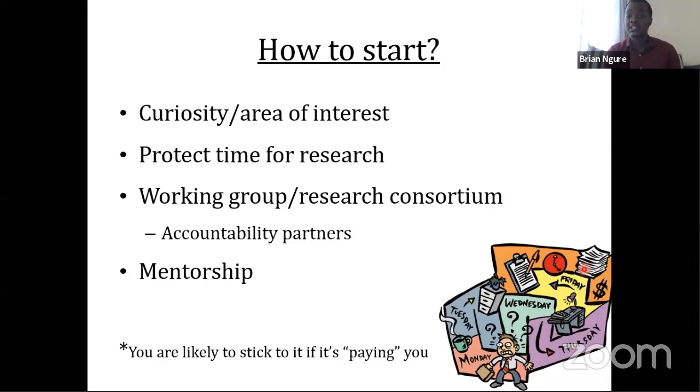And I think that's essentially how mentorship works. So when you start off, you probably will be the sicario on the ground who's doing the groundwork, running around, collecting data from patients, but it's okay because you're in there to learn. The final thing is that if you find a way to make research pay you, you're probably likely to stick.